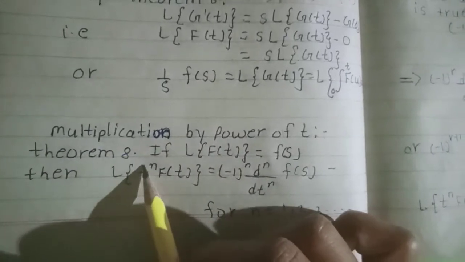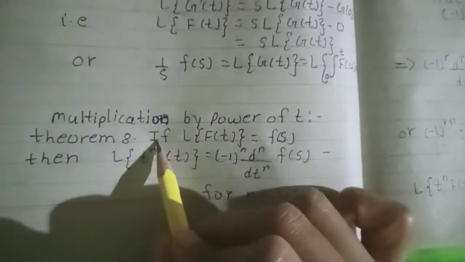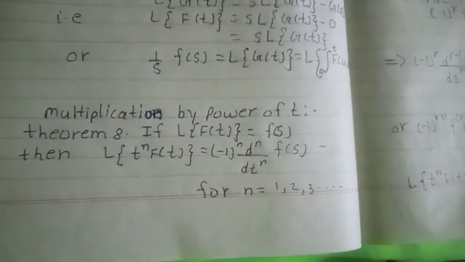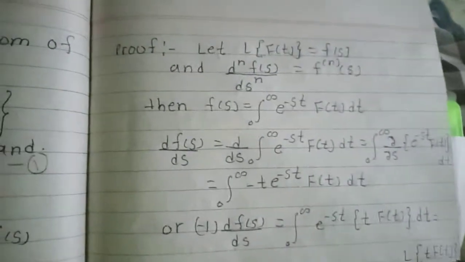Multiplication by power of t. Multiplication means power, where t is raised to the power n. So for n equal to 1, 2, 3 up to the nth value. Now the proof.